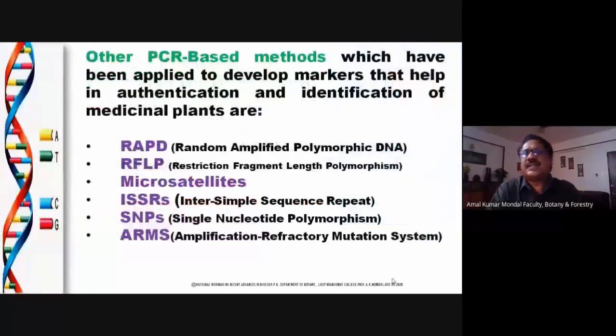Other PCR-based methods which have been applied to develop markers that help in authentication and identification of medicinal plants are RAPD, RFLP, microsatellites like ISSRs, SNPs, ARMS.